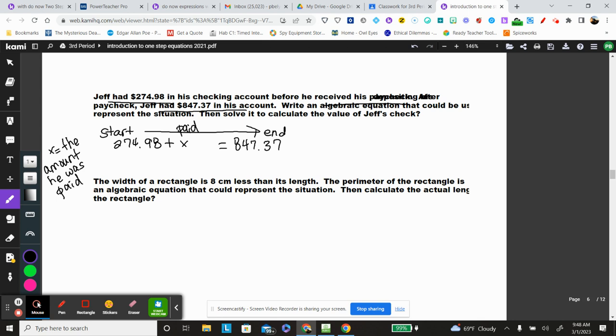What did he start with? 274.98. What did he get paid? You don't know, so you put an X. And then he ended up with $847.37. You just do it in order. Y'all got it? Now, all you have to do is make what kind of pair? Make a zero pair. What am I making a zero pair with? 274.98. Everybody with me?